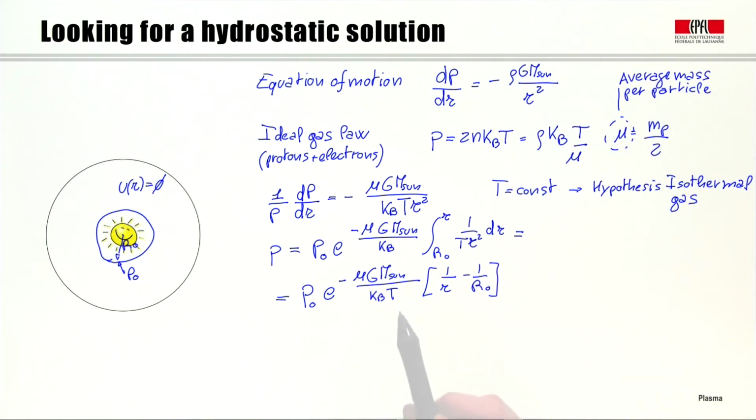Now, this formula provides the value of the pressure at a certain distance r from the Sun provided that we know the starting pressure P0 and the starting radius r0. Let's see what happens if we consider the pressure at infinity. This term will go to zero, resulting in a finite pressure at infinity, which is a non-physical result.